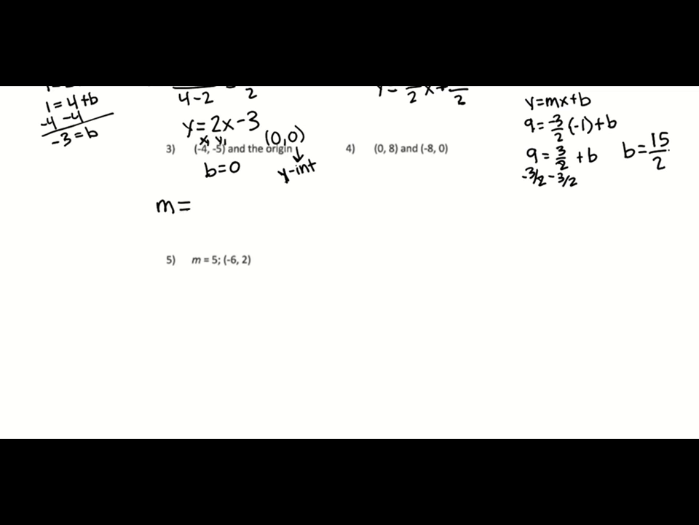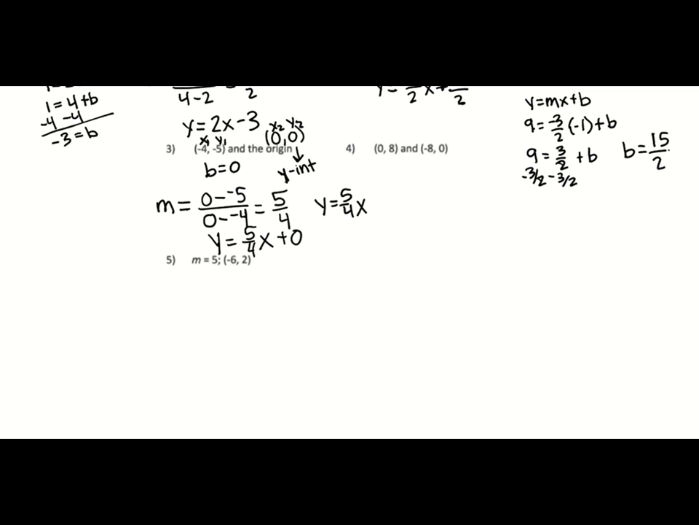If I have x1, y1, x2, y2, I get 0 minus -5 over 0 minus -4. That gives me a slope of 5 over 4. So my final equation for this one is y equals 5 over 4 x plus b, which is 0. So that can simplify down, and I just get y equals 5 over 4x.